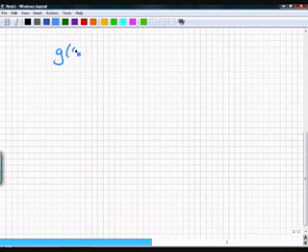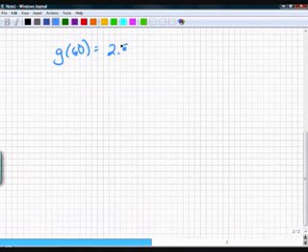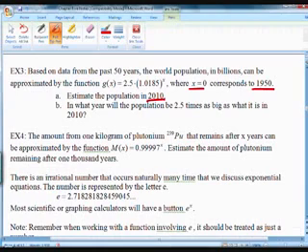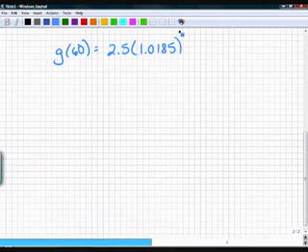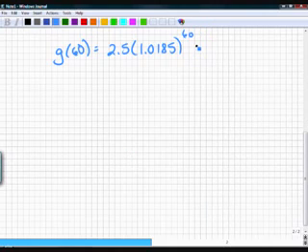You want to know the population 60 years later. So g of 60, let's find it. To find g of 60, you're going to do 2.5 times 1.0185 to the 60th power, and just type it in your calculator. Second quit. So 2.5 times 1.0185 raised to the 60th power. About 7.51 sounds good. And again, that's population in billions.